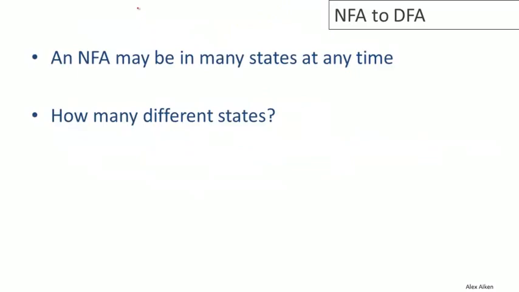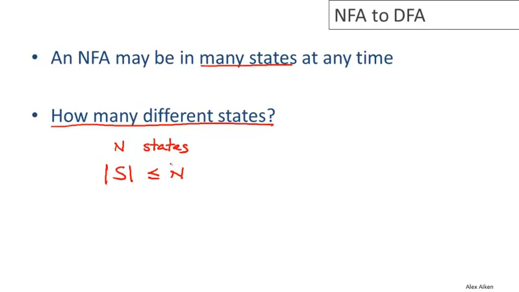Recall from the last video that an NFA may be in many states at any given point in time. That is, because of the choices it can make for a given input, an NFA may reach multiple different states. And the question we want to address now is how many different states can it be in? Well, if a non-deterministic automaton has n states and it winds up in some subset of those states S, how big can that subset be? Clearly the cardinality of that set has to be less than or equal to n. So the NFA can get into at most n different states.